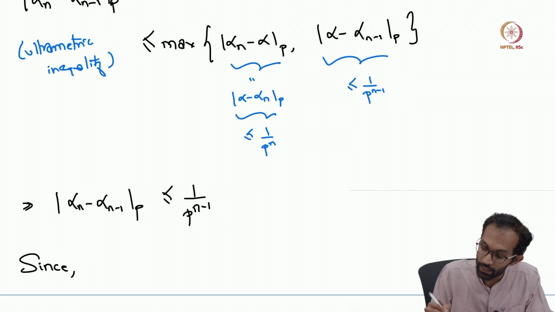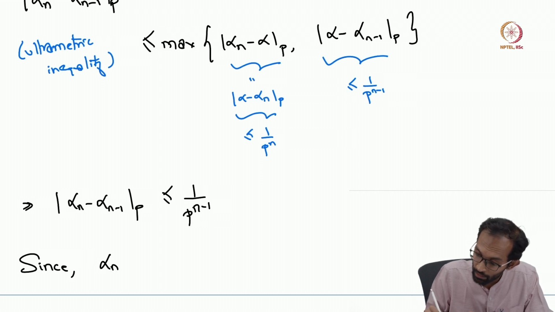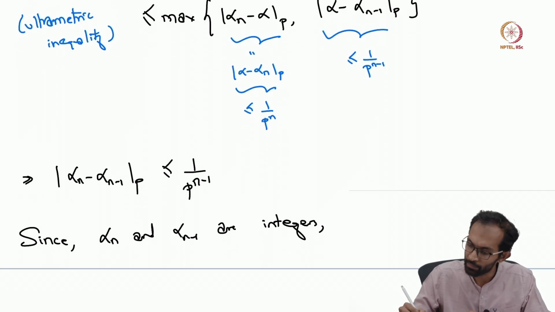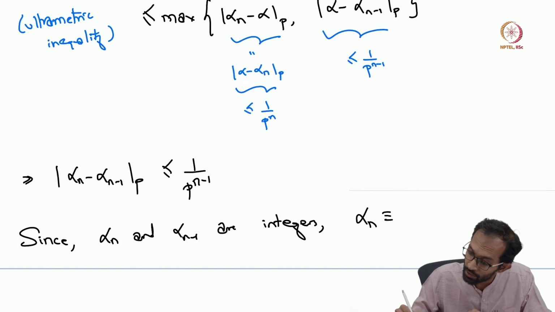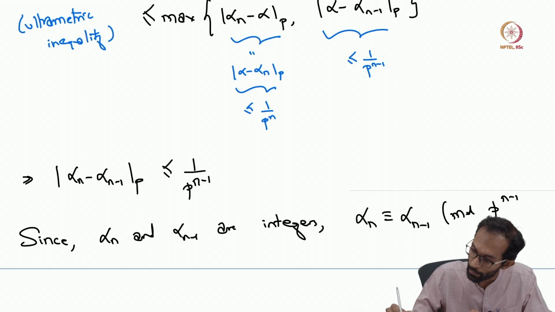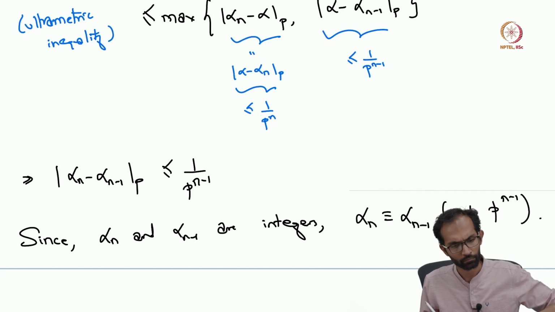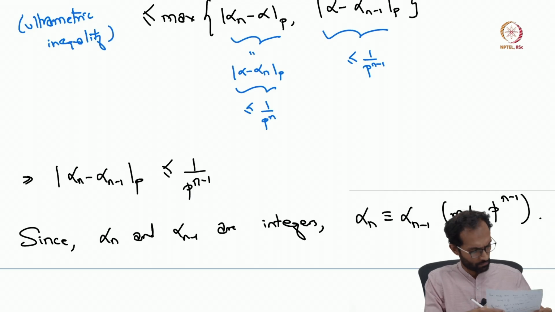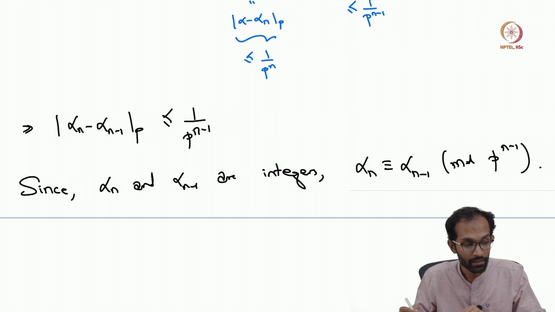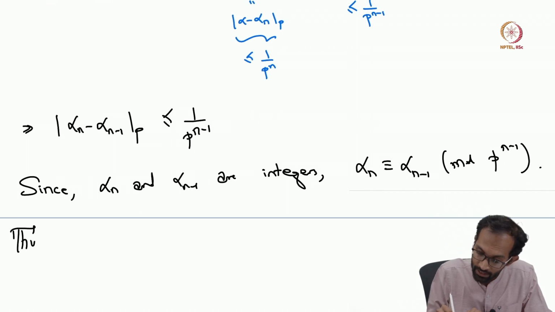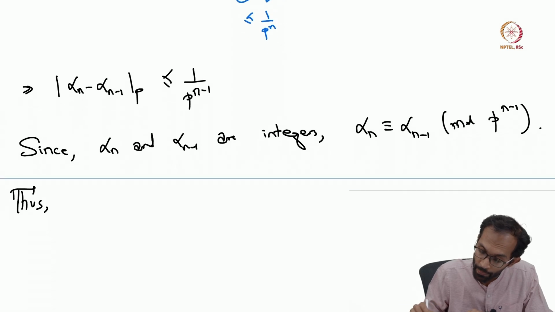And again, what this means is that since alpha n and alpha n minus 1 are integers, this just means that the difference is divisible by p raised to n minus 1, or in other words, alpha n and alpha n minus 1 are congruent mod p raised to n minus 1. Okay, so we have this compatible sequence of alpha n's, and so let's just unwind from the start.